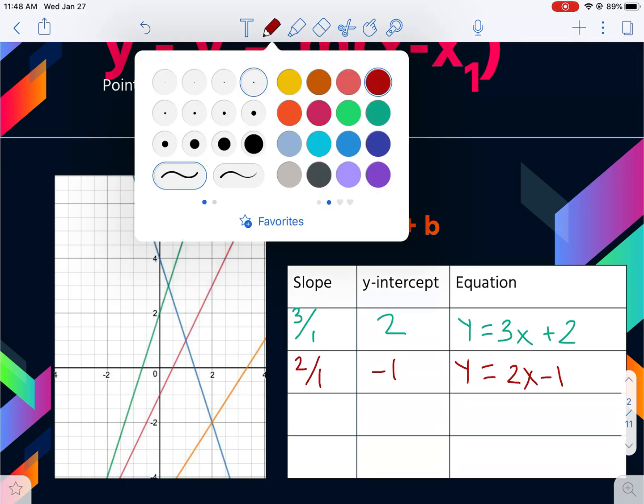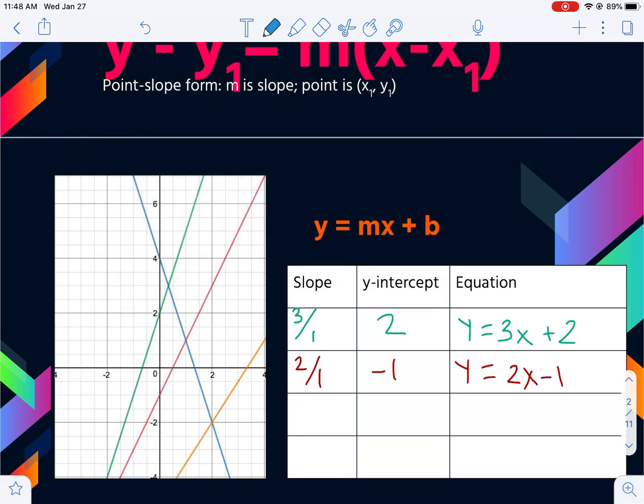We'll do that blue line next. This time my intercept is at positive 4, and this time my slope is negative. So I'm going down 2, 3, and over 1. So down 3, over 1. Again, I'm still able to plug that in. I get negative 3x plus 4.